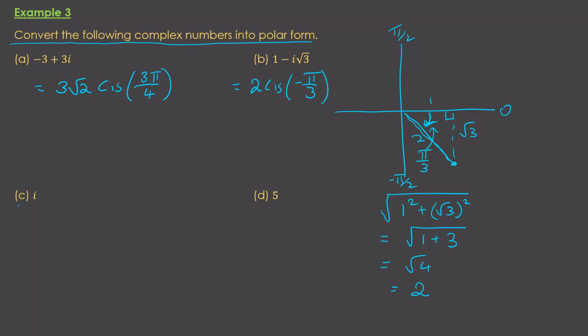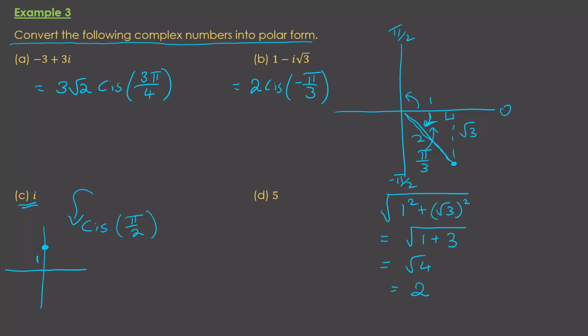Now the next one we've got is just i. Now we know that i is just here, 1 unit up, and as we just discussed, this is pi by 2. So it's just cis pi by 2. As usual with algebra, we don't bother putting the 1 in front there.